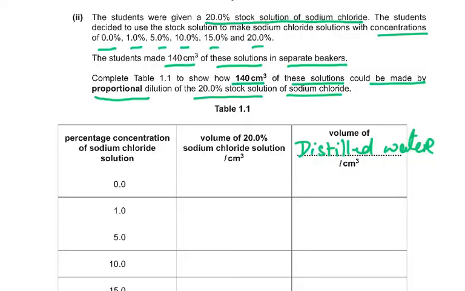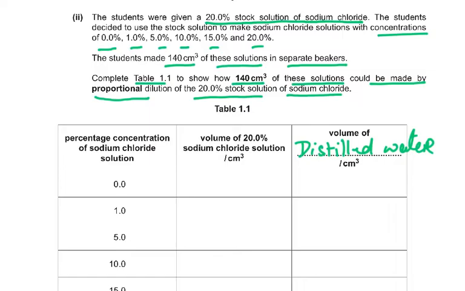You see, when it said complete table 1.1, this was missing here. So you have volume of 20% sodium chloride solution in cm cube and volume of something. So what is that? What could you have said? Distilled water or deionized water? Or you could have said pure water. Just water would not have got you a mark.